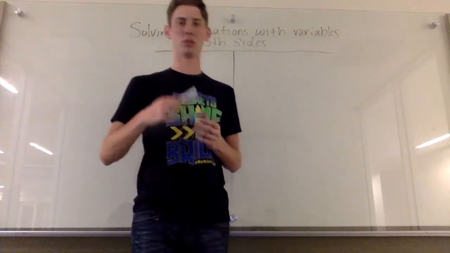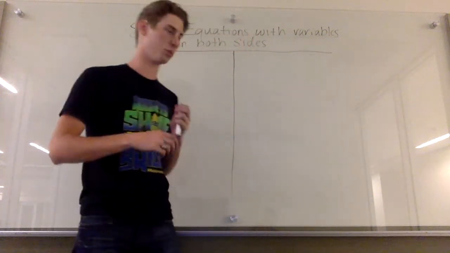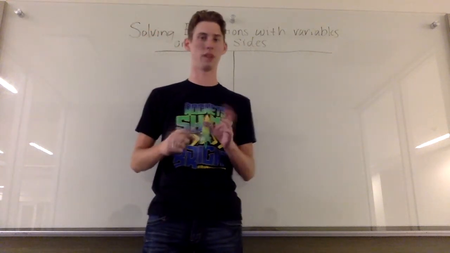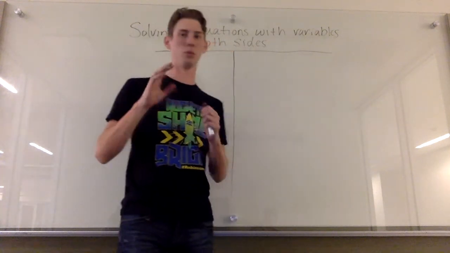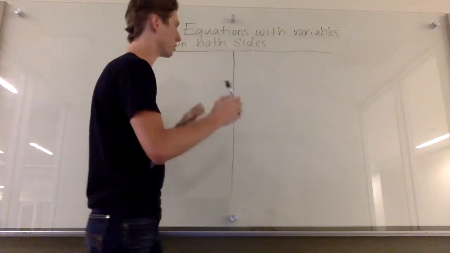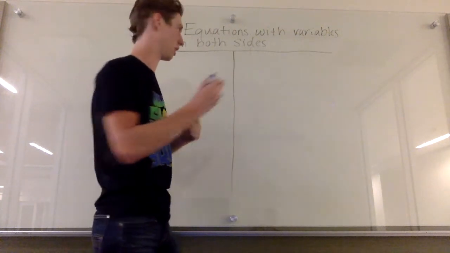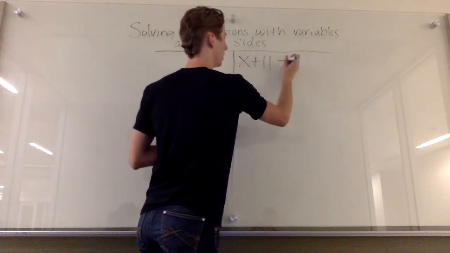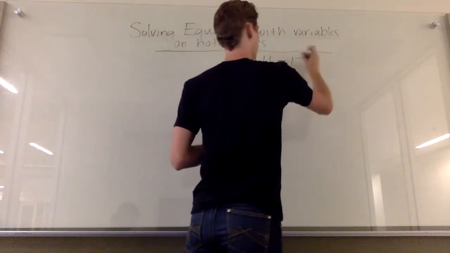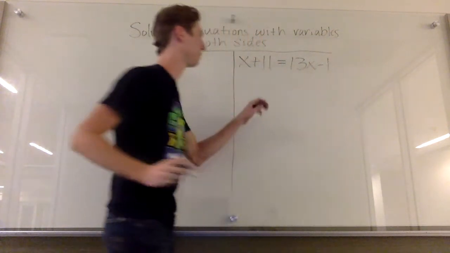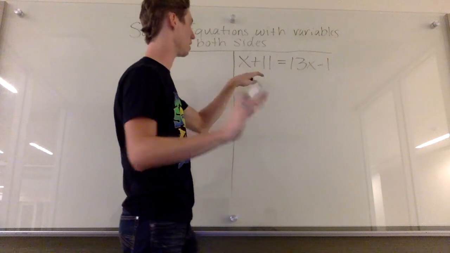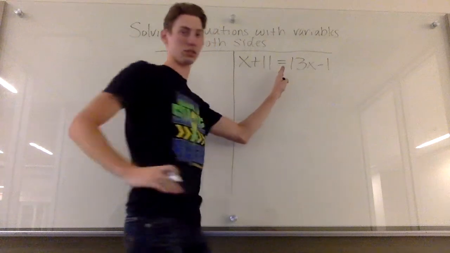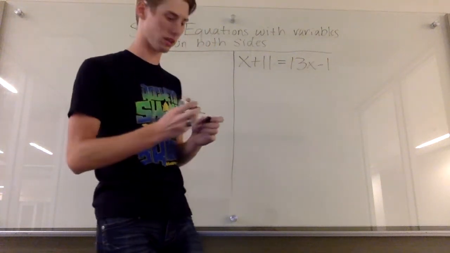Hey guys, go ahead and get out your composition book because we are going to be talking about solving equations with variables on both sides, okay? When we say both sides, we're referring to the sides of an equation. We're going to take a look at this problem right here: x plus 11 equals 13x minus 1. Both sides of the equal sign are x plus 11, that's one side, and 13x minus 1 is the other side. Just to be clear on that.